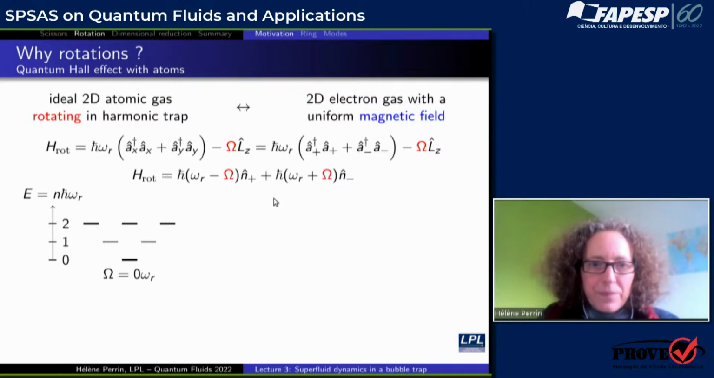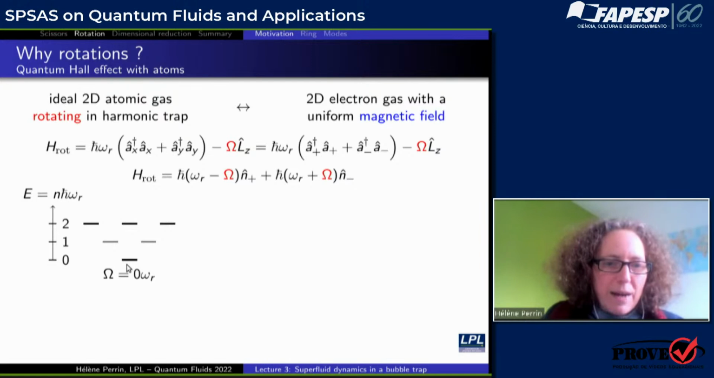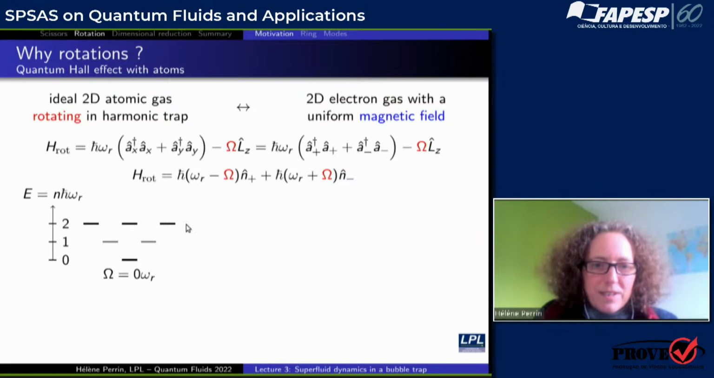And then your Hamiltonian is diagonalized like that, with one ground state where n plus and n minus are zero. Then two first excited states, where either n plus or n minus is one. Three second excited states, where either n plus is 2 and n minus is 0, or n plus and n minus are 1, or n minus is 2 and n plus is 0. And all have the same energy.